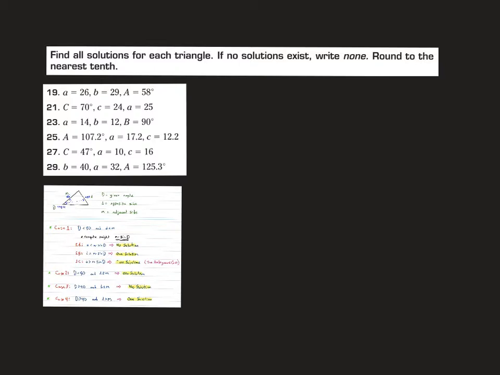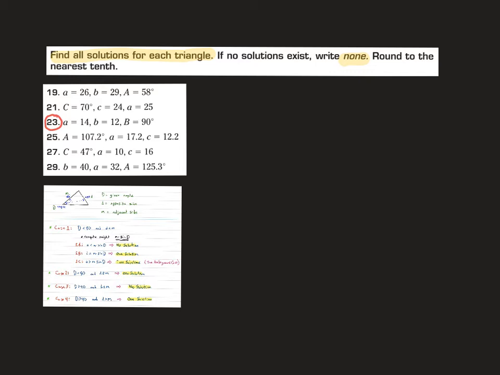In this section of the assignment, we are asked to find all the solutions for each triangle. There might be no solutions, and if that's the case, you're going to put none. If there's one solution, you'll find the missing pieces, and if there's two solutions, you'll have to find the missing pieces for both of the triangles. What I want to do in this particular slide is take a look at number 23.